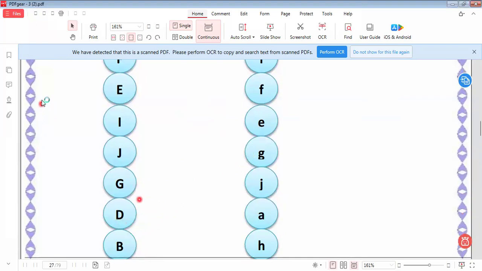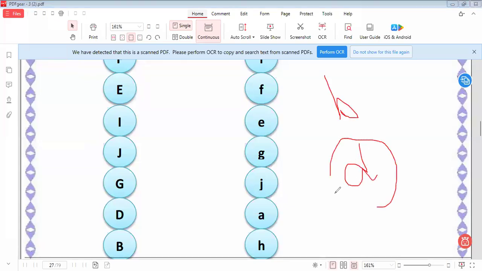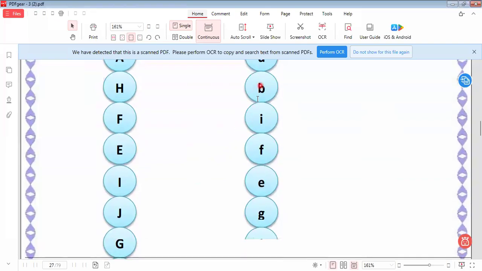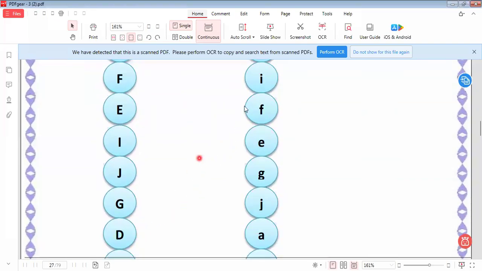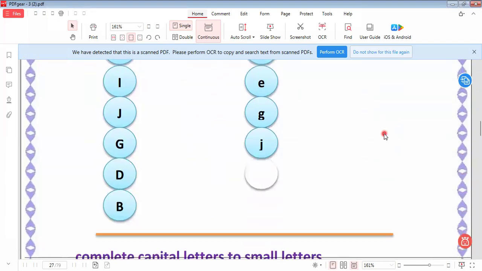Capital D, where is capital D? I would like to remind you that this is small b and this is small d. You take care when you write it in the exam, okay? You must take care when you write it because there is a difference between small b and small d. Here we have capital D. Where is small d? This is small d. Here is capital B. Where is small b? This one. Let's go to another one.